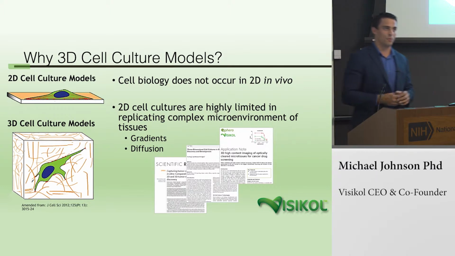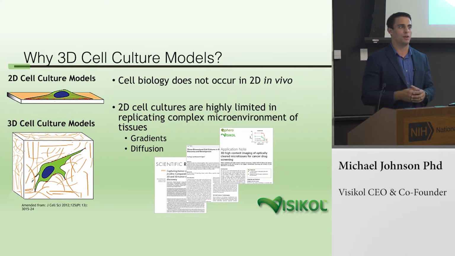Now, just diving into this a little bit more, this slide I show for anybody who's in the space of in vitro assays is just looking at the human body. The human body occurs in 3 dimensions. We have gradients, we have diffusion, we have all different features that happen in 3D that do not happen when cells are just placed on a plate in 2 dimensions.